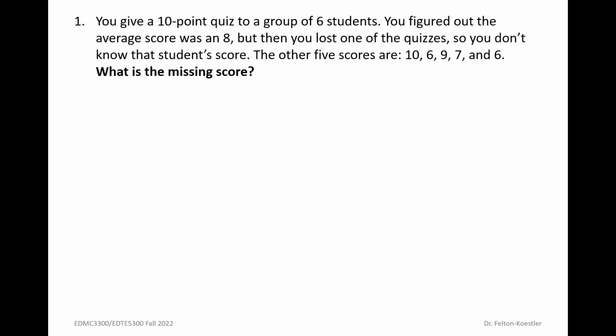So let's do a first problem. You give a 10-point quiz to a group of 6 students. You figured out their average score was an 8, but then you lost one of their quizzes, so you don't know that student's score. You have the other 5 quizzes though, so you know the other 5 scores are 10, 6, 9, 7, and 6, and you need to figure out the missing score.